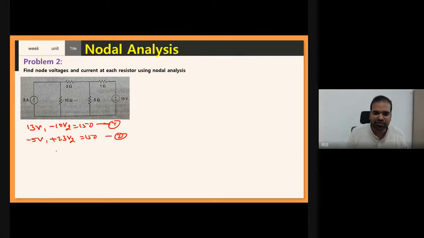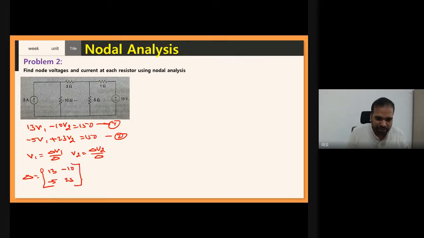Now see here, by using equation 1 and equation 2, you can find V1 and V2 using Cramer's rule. So V1 equal to delta V1 by delta, and V2 equal to delta V2 by delta. Once you know the determinants of delta V1, delta V2, you can find V1 and V2. Now you can write delta equal to V1, V2 terms from equation 1. So V1 coefficient is 13, V2 coefficient is minus 10 from equation 1, and from equation 2, minus 5 is the V1 coefficient and 23. So if you multiply 13 into 23, you will get 299. And now when you multiply down to up, you need to write minus 5 into 10, 50, right? So therefore this is minus 50, equal to 249.